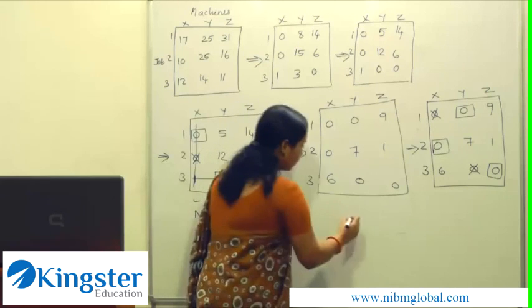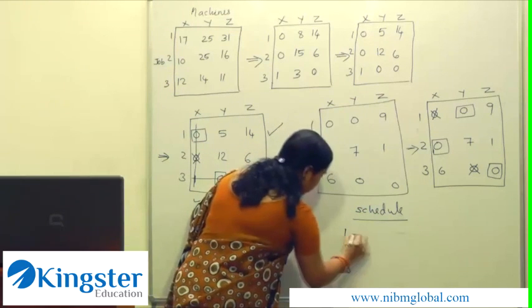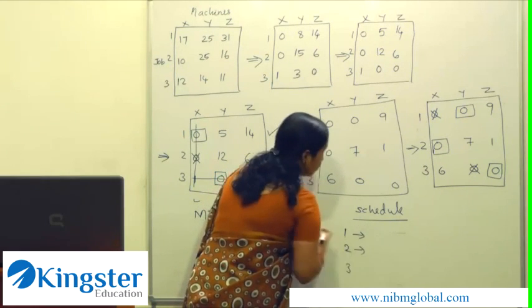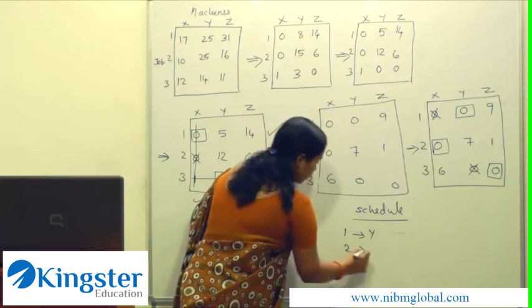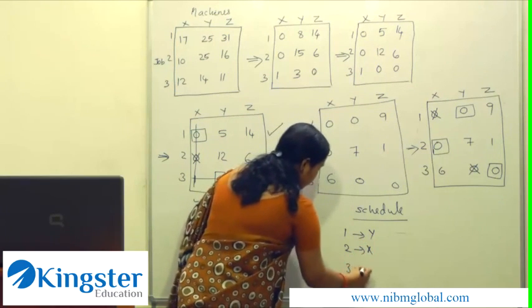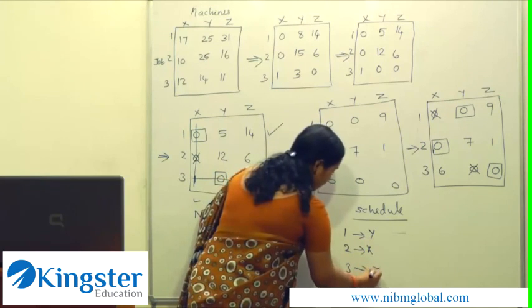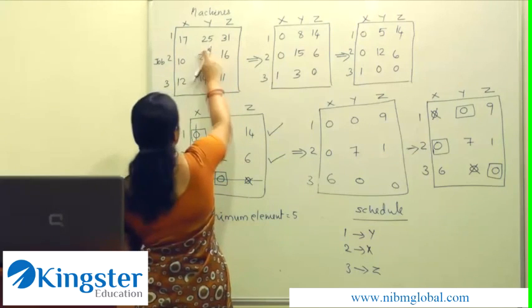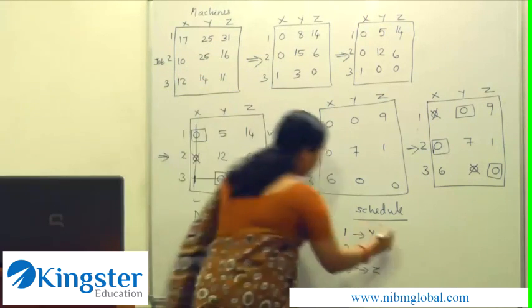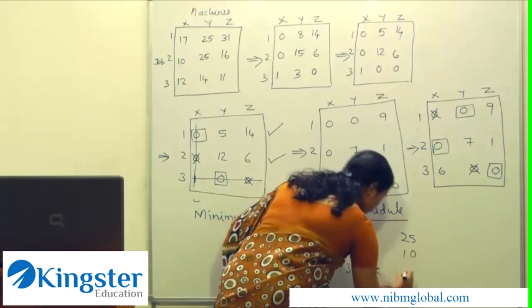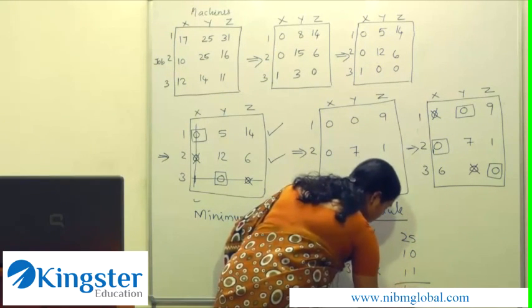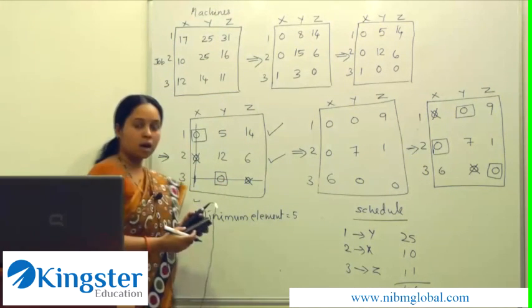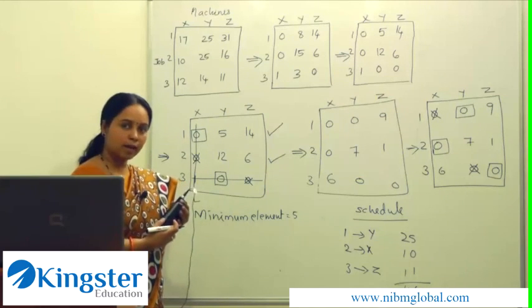Now we can write the assignment schedule. Job 1 is assigned to machine Y. Job 2 is assigned to machine X. And job 3 is assigned to machine Z. And the corresponding costs are 25, 10 and 11. And the total cost is 46. So the entire procedure is known as the Hungarian procedure of solving an assignment problem.